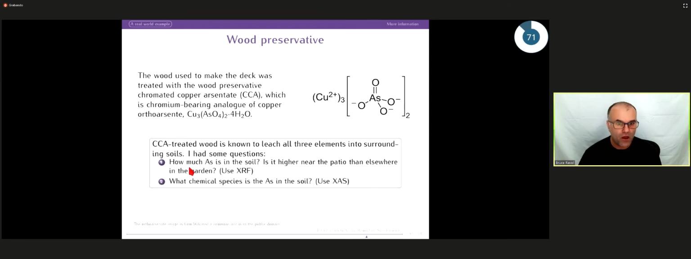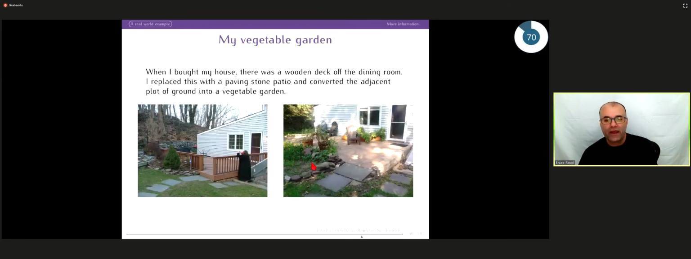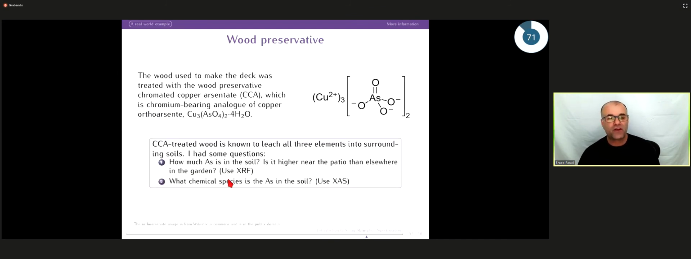So how much arsenic is in the soil? And is it higher right here near my patio? Is it higher than farther away from where the old pressure treated wood was? And what's the chemical species of the arsenic? So I'm going to answer those two questions by showing you some XRF spectra and some XAS spectra. Let me walk you through how I did that.